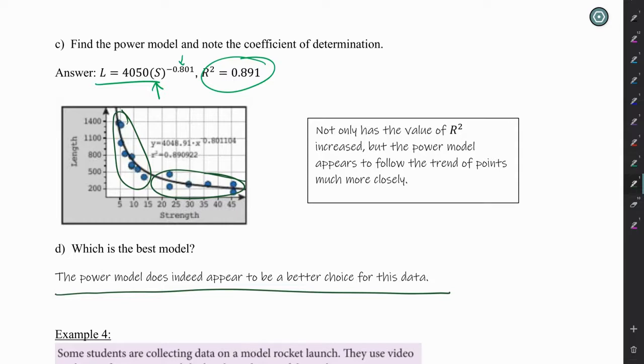So when you're choosing a model, don't just choose the better R squared value, also talk about the trend of the points and how the model fits it as compared to other models.